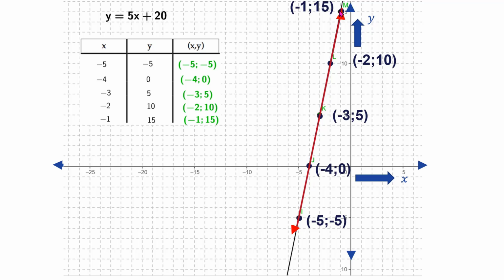Now we just have to practice. So we must be able to show a pattern using a formula, using a table, using a flow diagram, and using a graph.